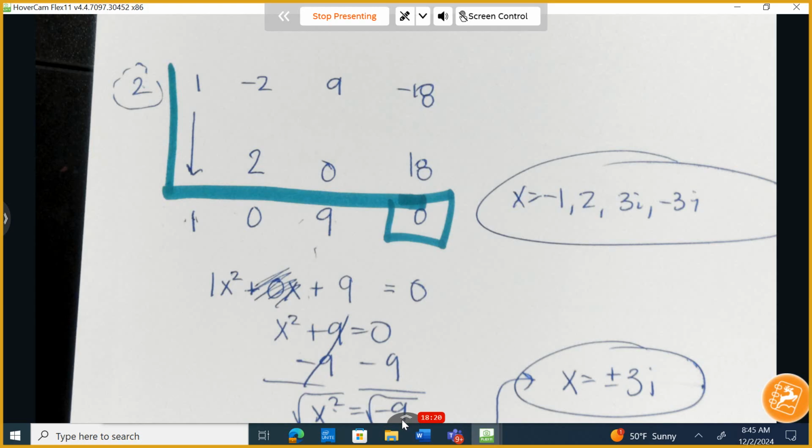Those real solutions are called real roots. Real solutions are also called x-intercepts. They're all interchangeable words. How many of them are called complex solutions? 2. How do you know? Because they have an i.